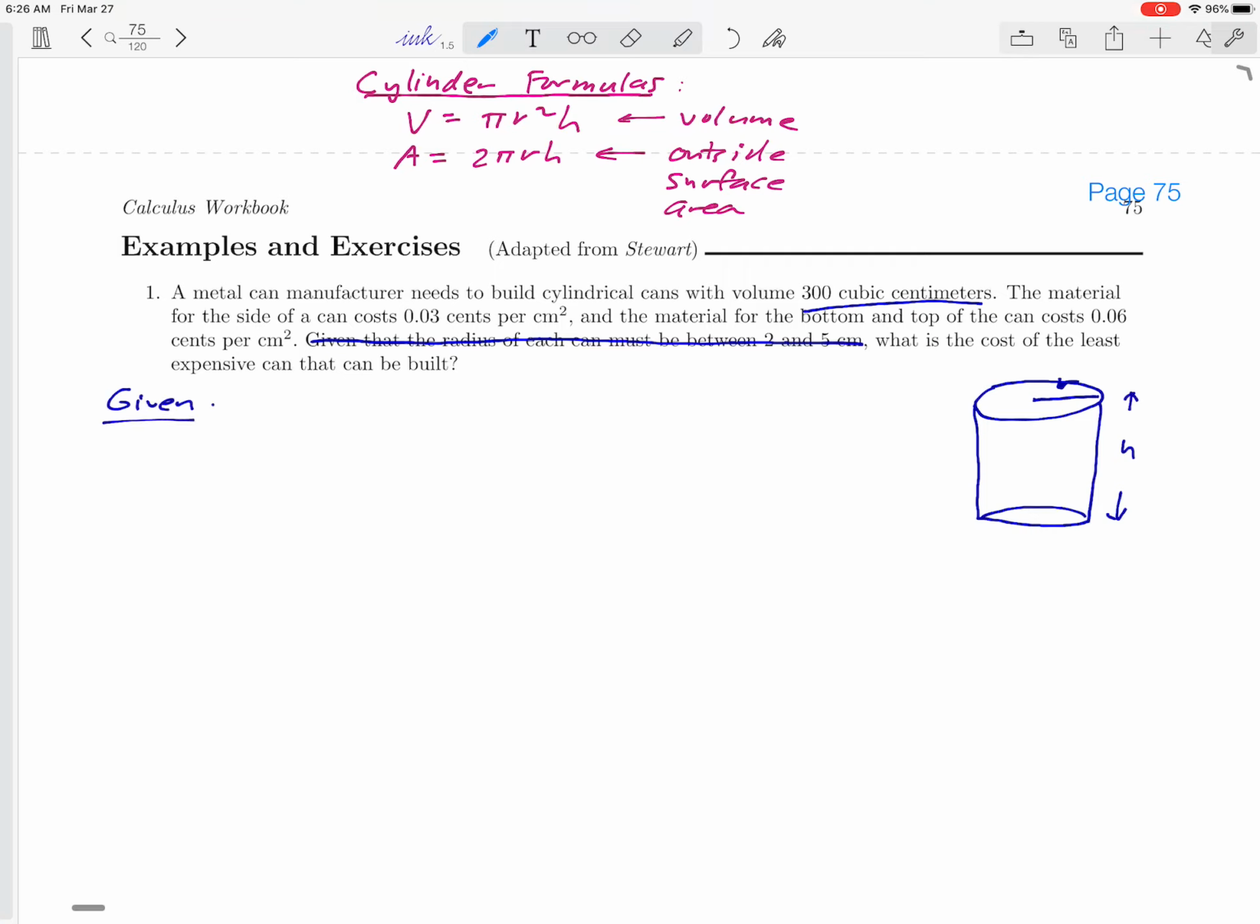Okay, well, we're going to start this problem the same way that we've been starting problems in this section, by asking ourselves, what do we know in this problem? Well, probably the biggest piece of information is the volume of the can, this 300 cubic centimeters.